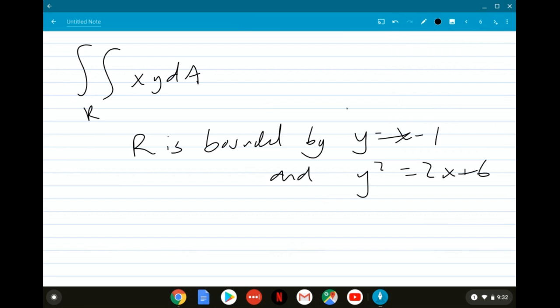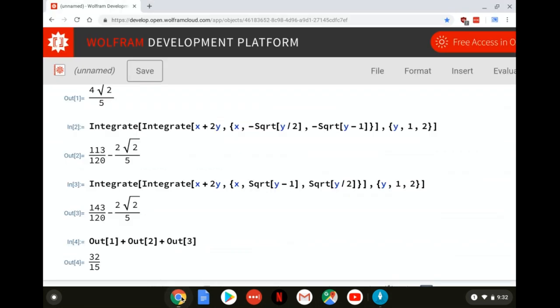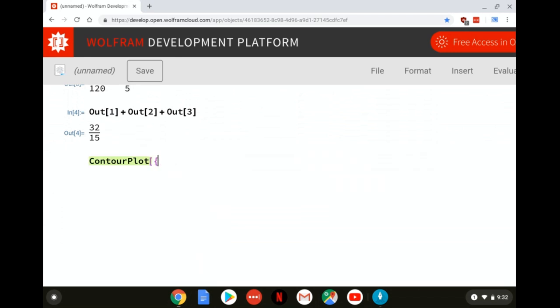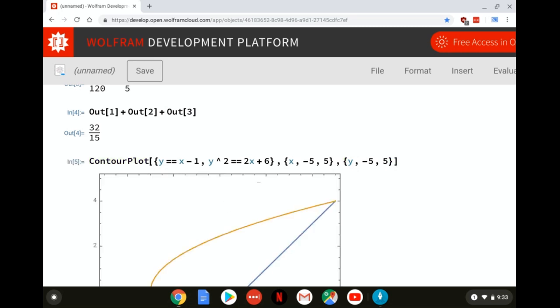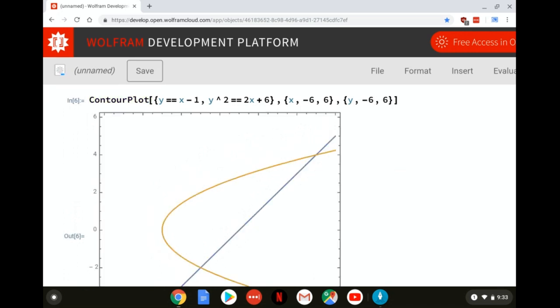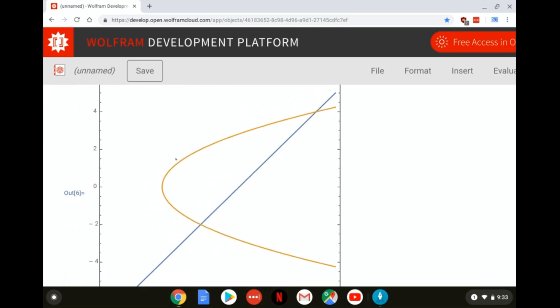So again, let's start by drawing this in Mathematica. Let's do a fresh contour plot here, because I want to just enter the equations using contour plot. y equals x minus 1 and y squared equals 2x plus 6. And let's just plot this from negative 5 to 5 and hope that's big enough. Just barely. Let's make it negative 6 to 6. Okay. So the region bounded by is this little center area.